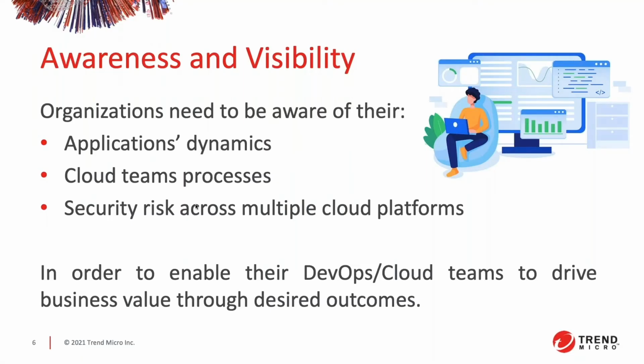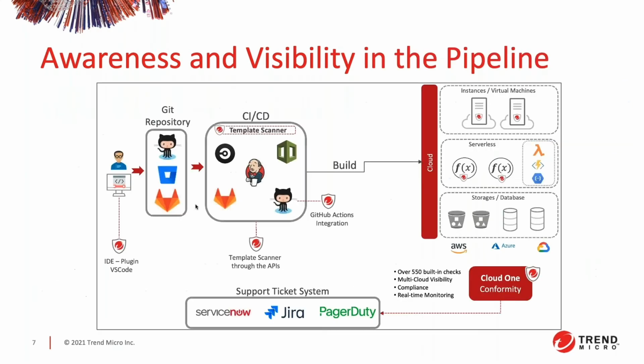The first piece here that I believe is very, very important is the awareness and visibility, right? Organizations need to be aware of their applications, and of what their cloud teams are creating or destroying or processing in the cloud. Security risk across multi-cloud platforms, but not just cloud platforms, right? Your regular data centers are very, very important too. And all these things are being built around CI/CD pipelines.